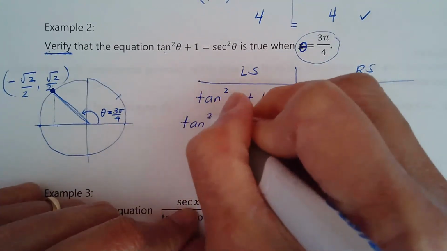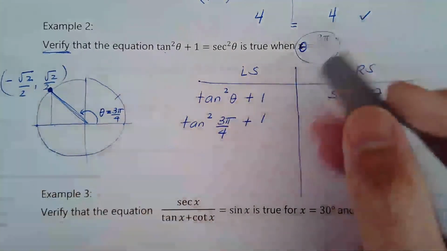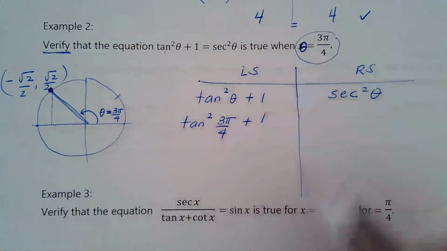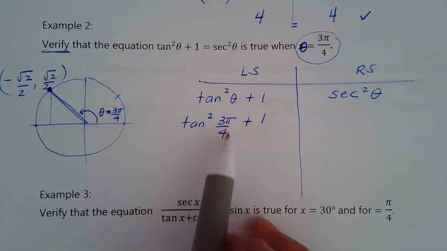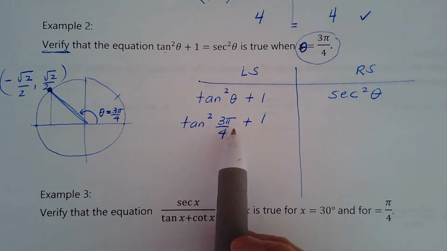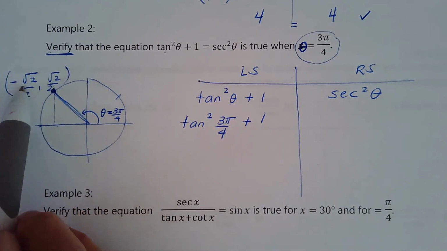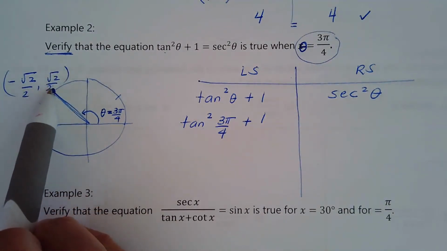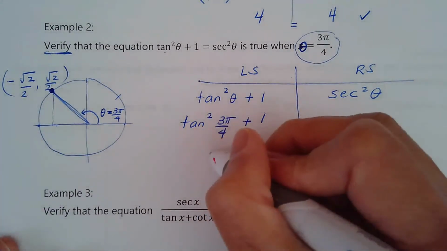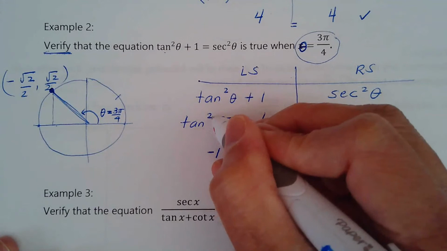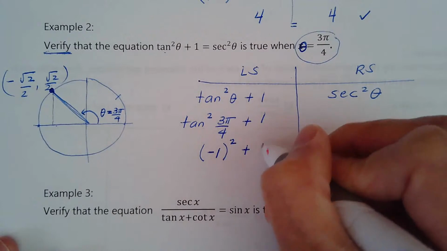So tan squared of 3π/4 plus 1. Okay, well, what's tan squared of 3π/4? The very first thing we're going to do is look for what's tan of 3π/4. Tan is sine divided by cos, so sine divided by cos is going to be negative 1. And then here tan squared, so it's negative 1 squared plus 1.